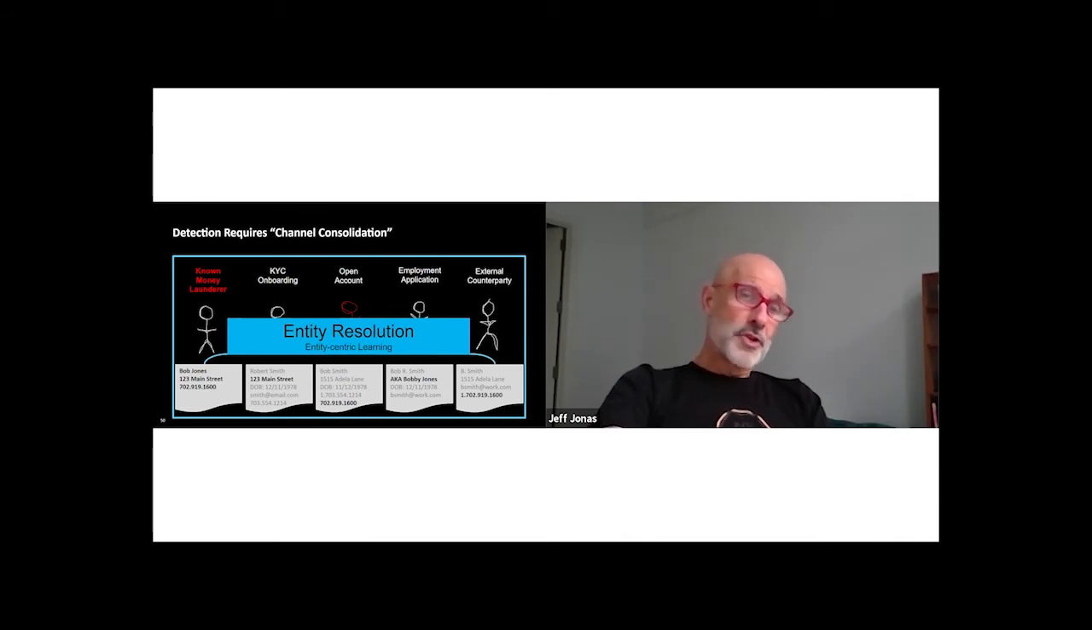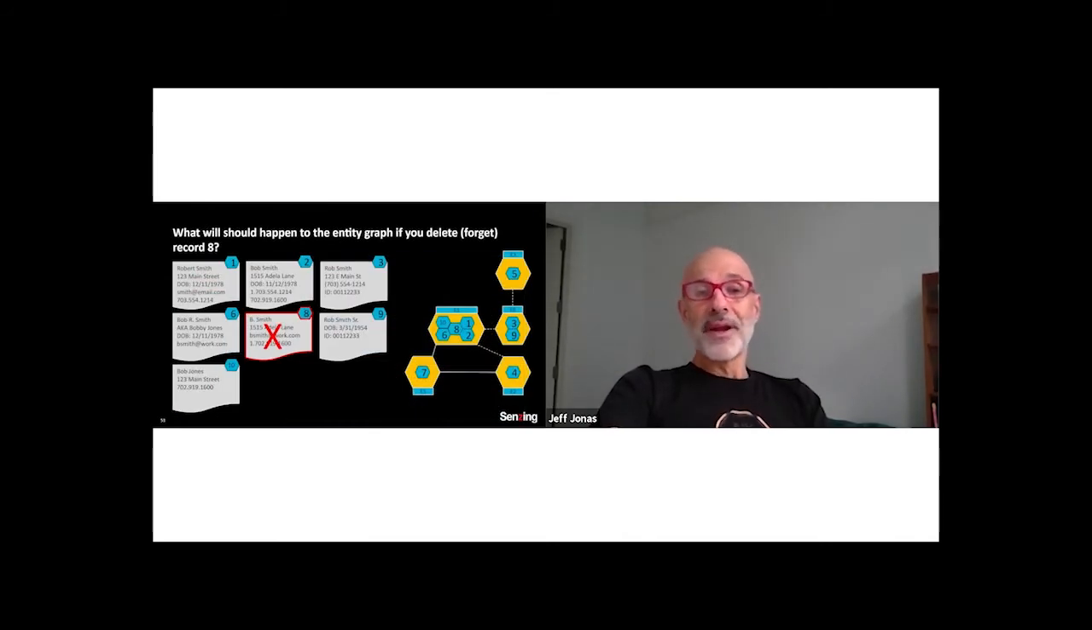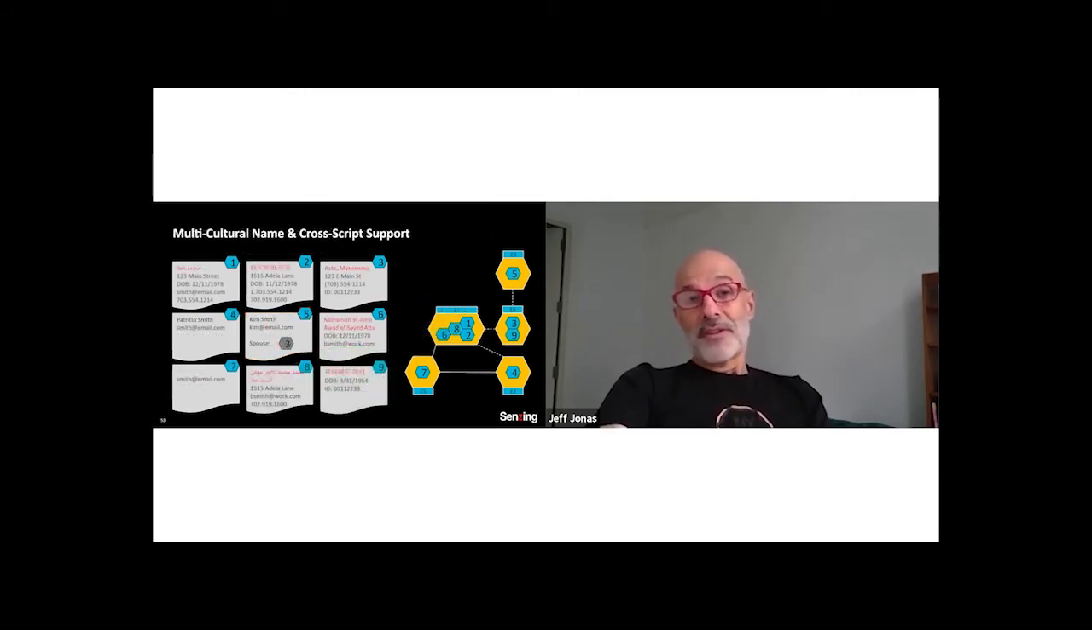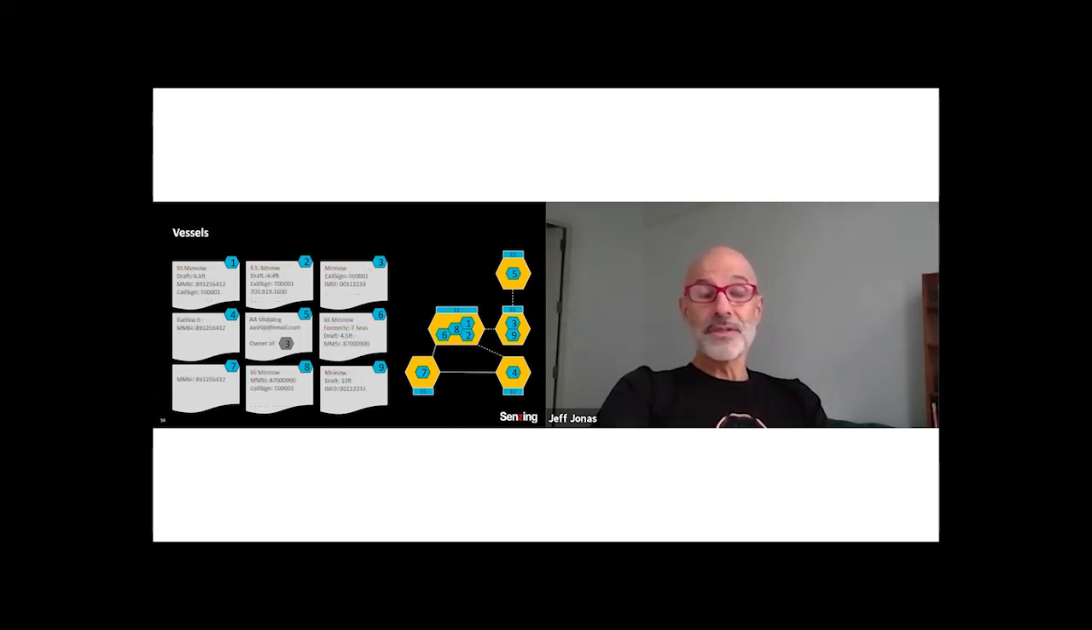I think just 1 or 2 more moves, but with GDPR, you have to be able to delete records. Well, if you delete record 8, you have to be able to unlearn, and you don't want to wait a quarter to reload. If you delete record 8, you have to unknow that record 6 was something you were sure about, but it has to go back to a possible match. And record 10 is now just a relationship. By the way, you have to be able to do this in other languages and other scripts, and entities can be companies, not people. Heck, they could be vessels.